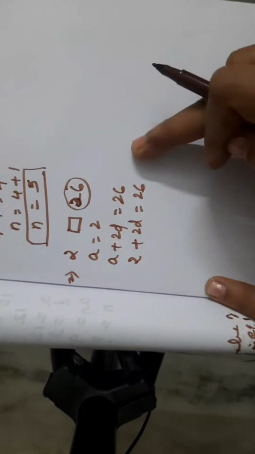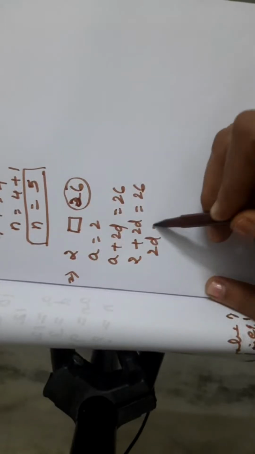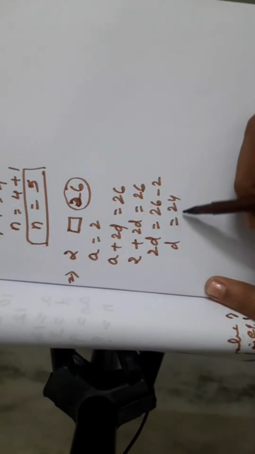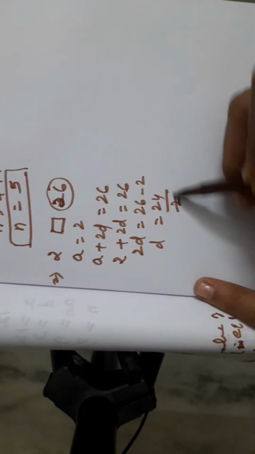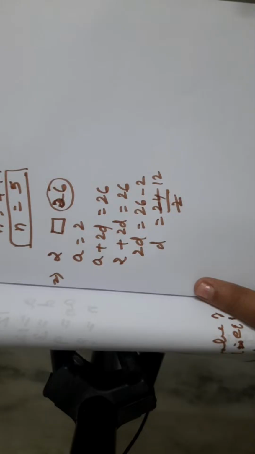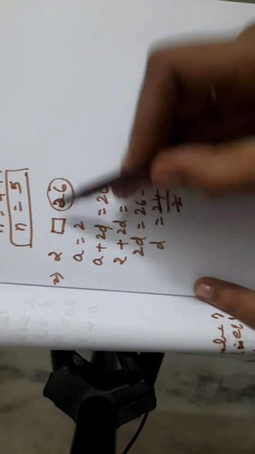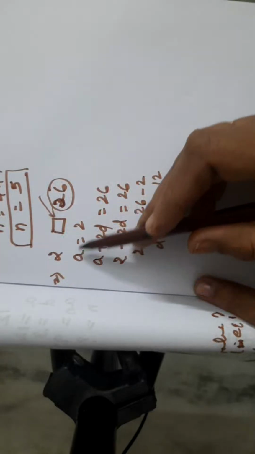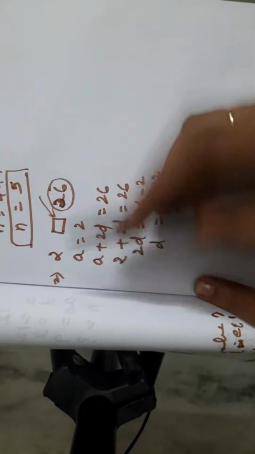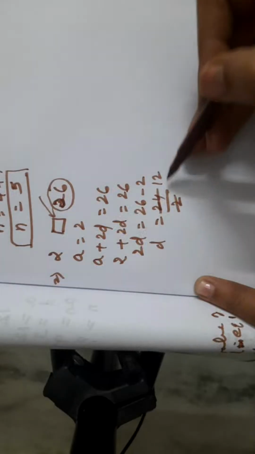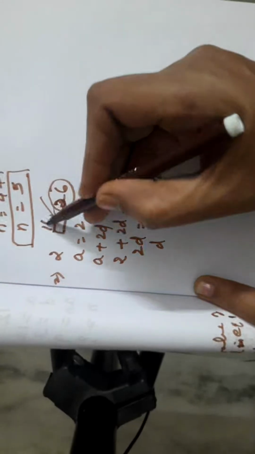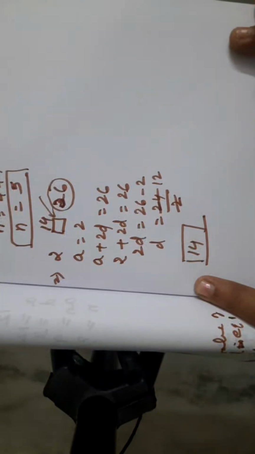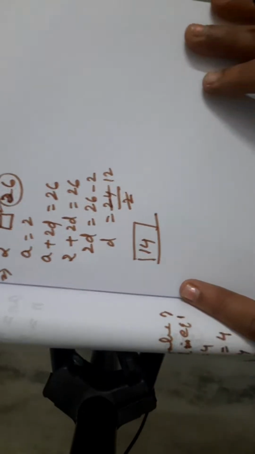Now shifting this number towards the right. So 2d is 26 minus 2, 24. Thus d is 24 by 2, 12. We got the value of d. So we need to add that d, as we know that in an arithmetic progression the numbers are getting added by d. The 2 is there. If we add 12 to 2, the answer will be 14. So the missing number is 14. This is how we got the answer.